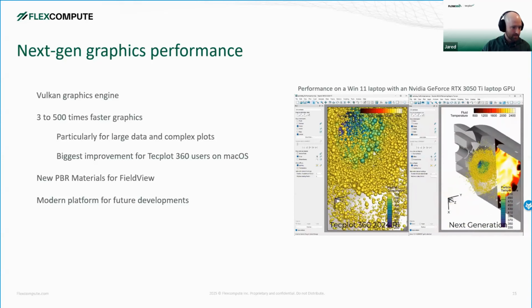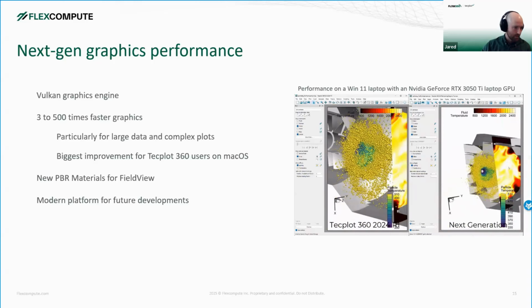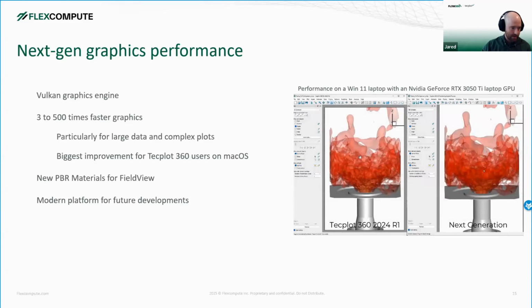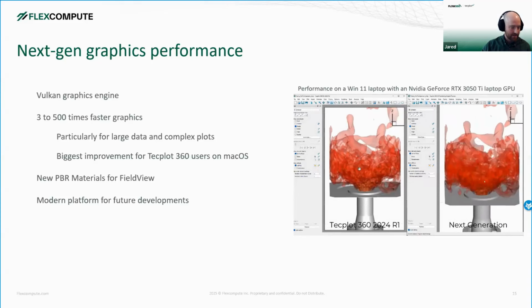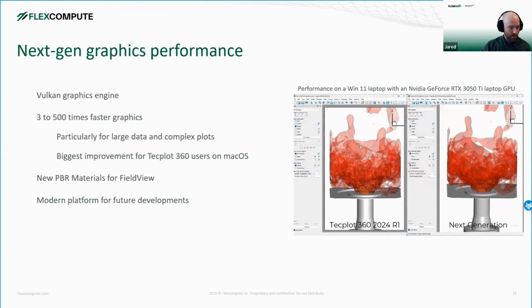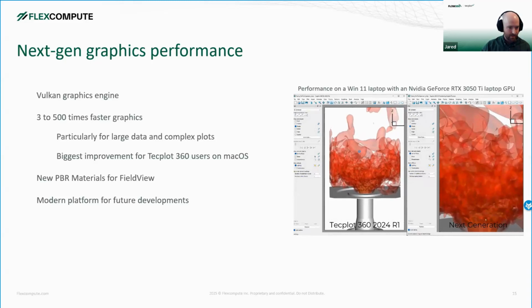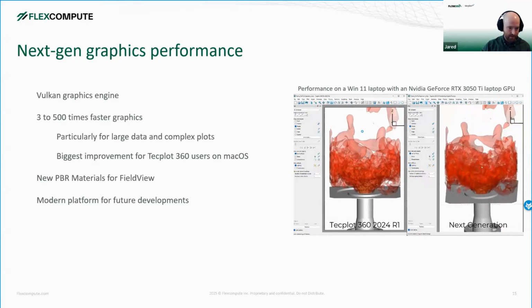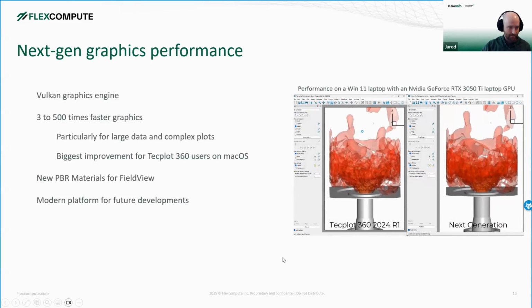In this case, the particles, particularly particles where we have more complicated geometries or just more to render with the spherical particles, it's 15 times faster in the new graphics engine. And this third example here is showing transparency, 6 times faster in terms of the frames per second with the new graphics engine. So much smoother and a much better user experience when you have this new graphics engine.